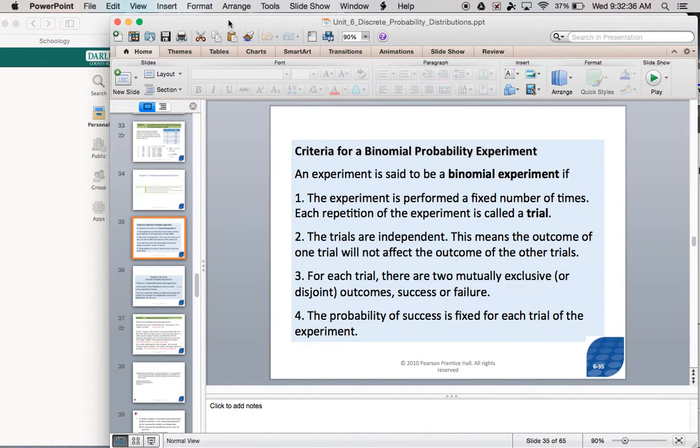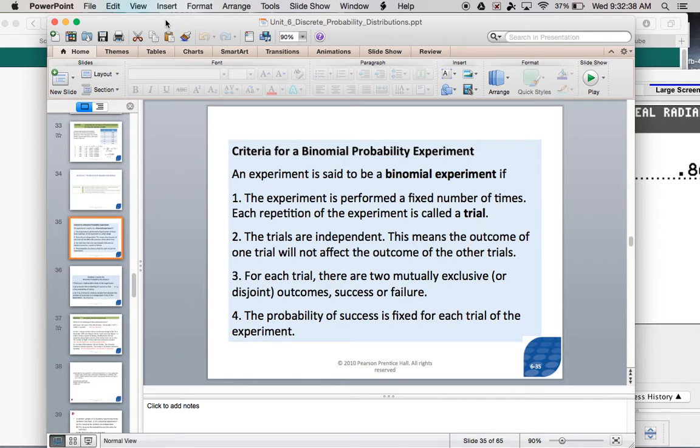Okay, section 6.2, binomial probability experiment. We do this in Algebra 2 if you took my class, or even in pre-calc, and if we get to statistics, we will also look at this. Here's some criteria. The experiment is performed a fixed number of times. Each repetition is called a trial. The trials are independent, which means you flip a coin one time, then you do it again. Whatever happened the first time did not matter. For each trial, there are two mutually exclusive outcomes, success or failure. The probability of success is fixed on each trial of the experiment.